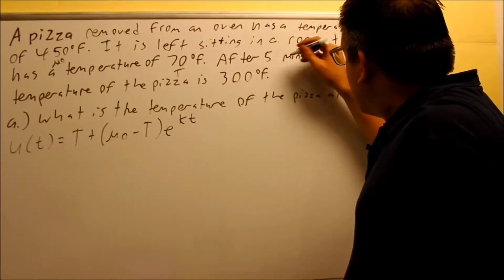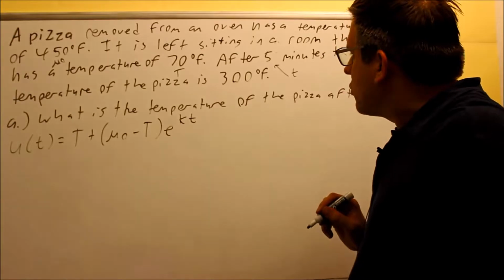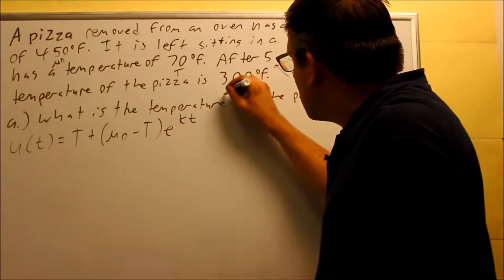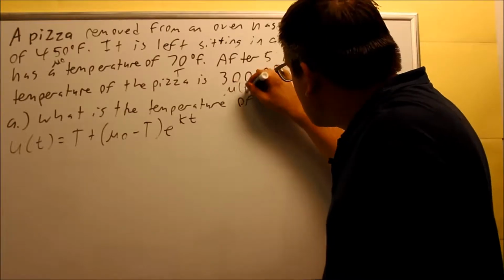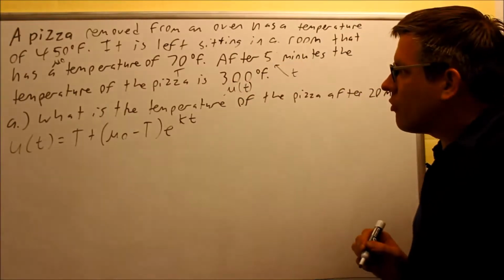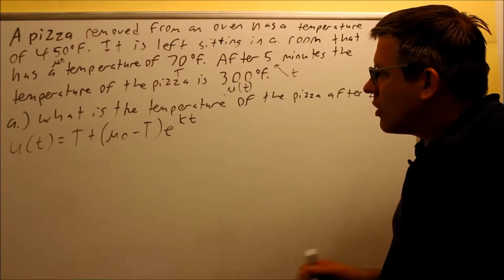I'll go ahead and show this. This is your t. And then 300, that's your temperature after 5 minutes. So this is mu of t, or u of t, that we have here. This is all the initial information that's provided for us in the question itself. So let's put the information in.